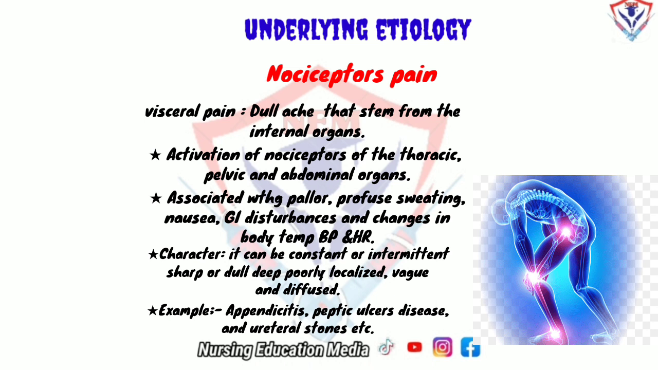How is it characterized? It can be constant or intermittent, sharp or dull, deep, poorly localized, vague, and diffused pain. Examples of visceral pain include appendicitis, peptic ulcer disease, diverticulitis, endometriosis, and ureteral stones.